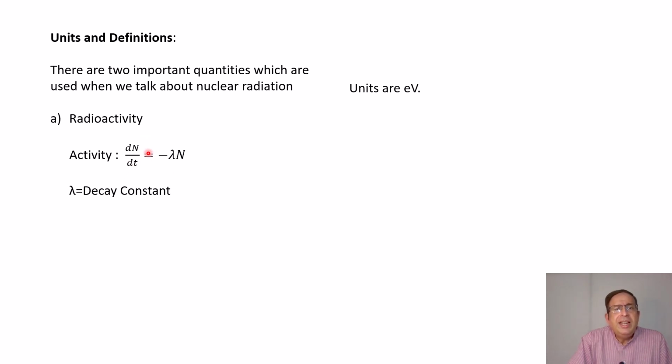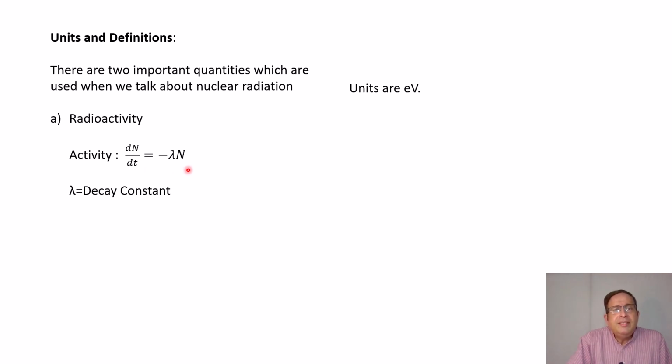Now what is this dN by dt? It is the rate of change of number of nuclei which are decaying with respect to time. So it is the rate of change of n with respect to t, which is represented by dN by dt. So in 1 unit of time, if n number of nuclei are decaying, then the activity will be given by dN by dt, and this actually is equal to minus lambda n.